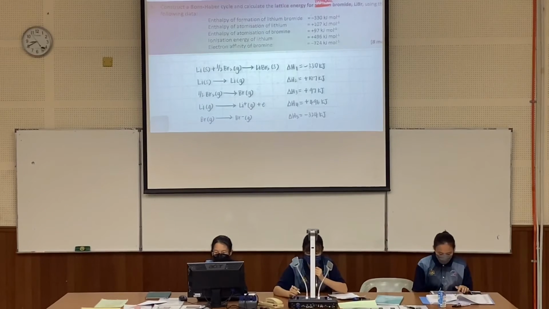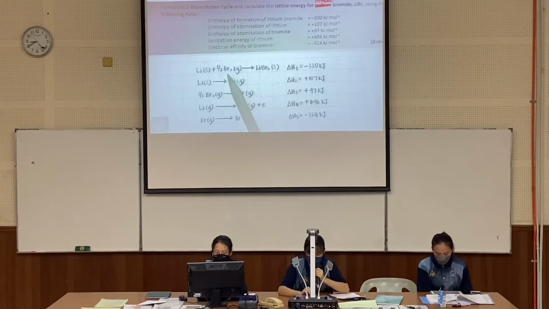So for the first, enthalpy of formation of lithium bromide, based on the definition, we will form the lithium bromide in solid state, 1 mole of lithium bromide, from the most stable elements, which is lithium solid and bromine gas. We need to make sure the equation is balanced, so we need to put 1/2 in front of the Br2 gas.